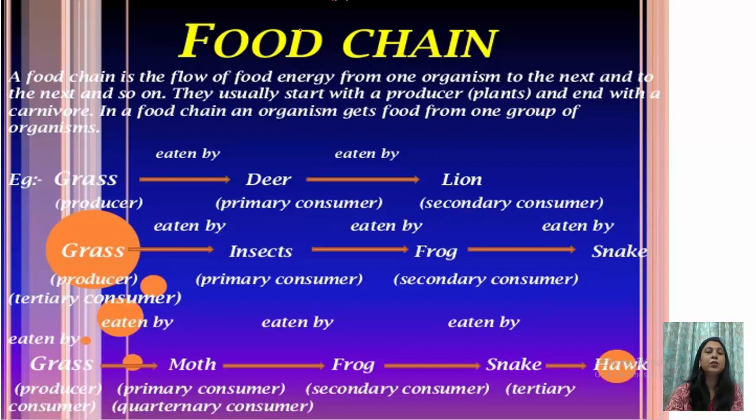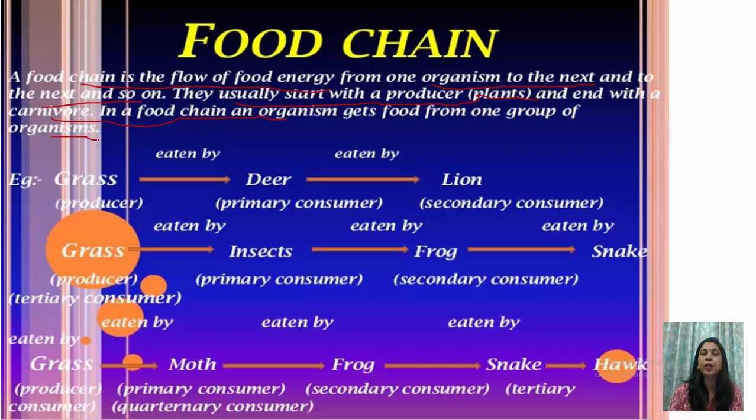So coming to food chain. A food chain is the flow of food energy from one organism to the next and so on. It is a chain of who eats whom. These food chains usually start with a producer and end with a carnivore. In a food chain, an organism gets food from one group of organisms.